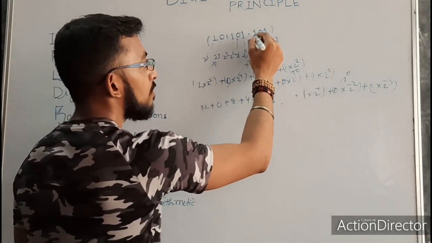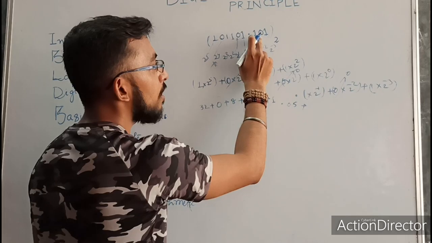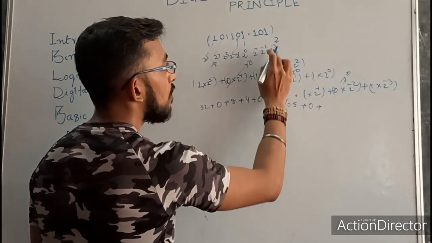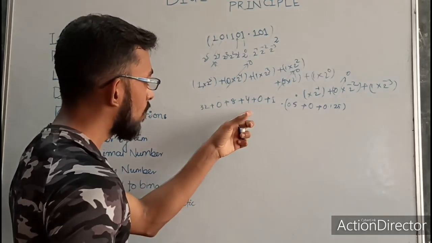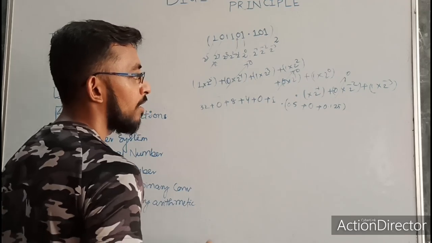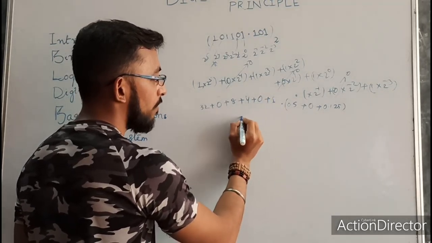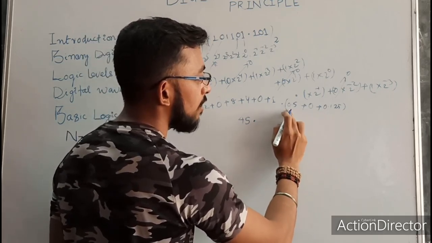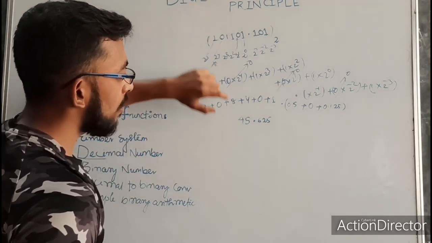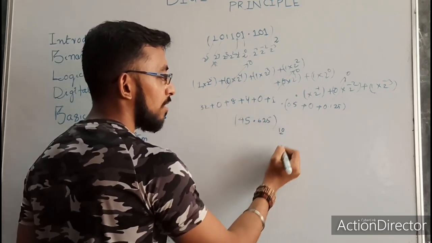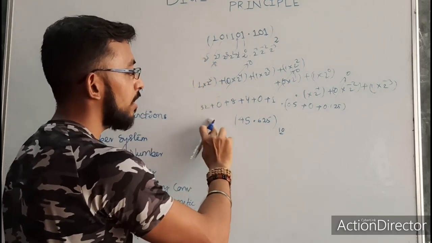Then dot. This is 2 power minus 1, which means 0.5. Plus it should be 0.25, but here the digit is 0, so it will give me a value 0. Plus this is 2 power minus 3, which means 1 by 8, that is 0.125. You have to remember the powers like 2, 4, 8, 16, 32, 64, 128. And for the fractional part, up to 3 to 4 places is enough. So if you add, this is 40, 44, 45. So this is 45, and if you combine the fraction, it is 0.625. So this binary number gives me a decimal number with base 10, and this is the number 45.625. This is how a binary number is converted into a decimal number.